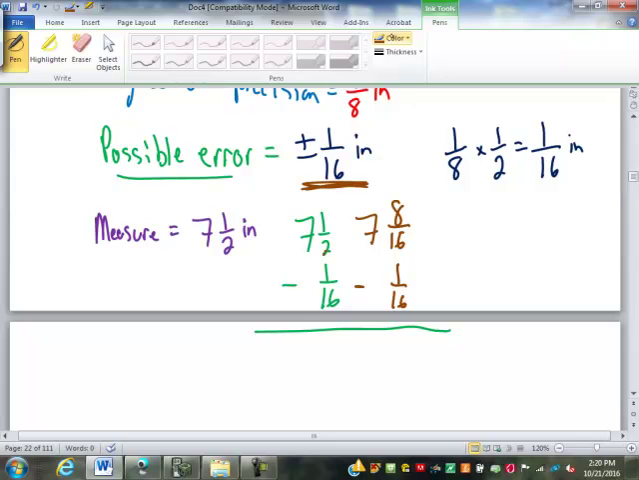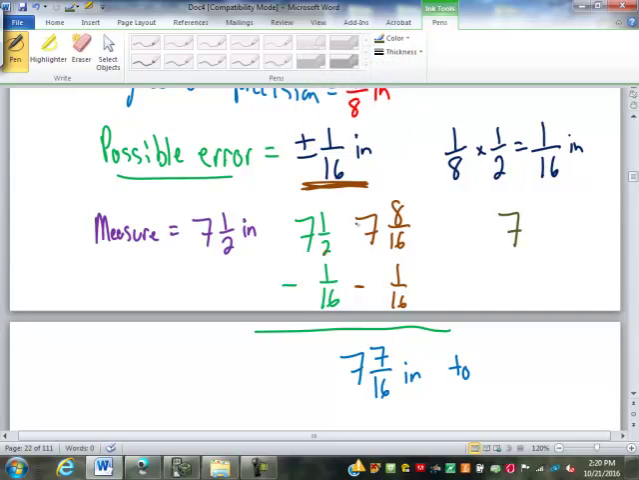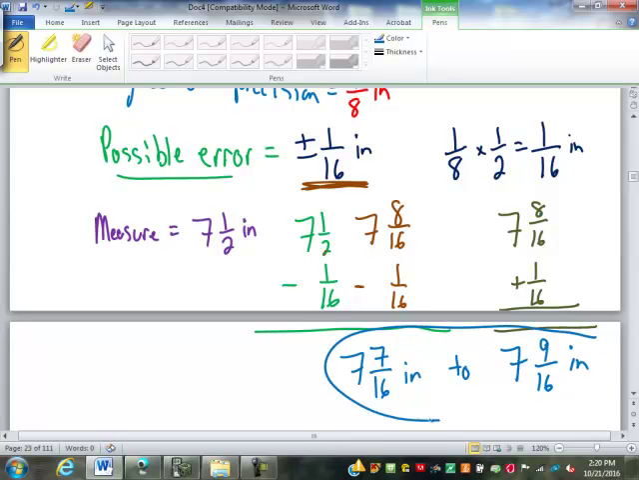So we can subtract to get 8 minus 1 is 7. So 7 7/16 inches to, I'm going to leave 7 1/2 as 7 8/16 plus my error of 1/16. So 8 plus 1 is 9/16. So 7 9/16 inches. Any questions? Okay.